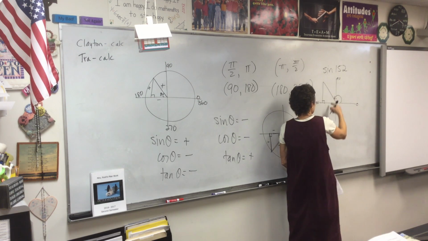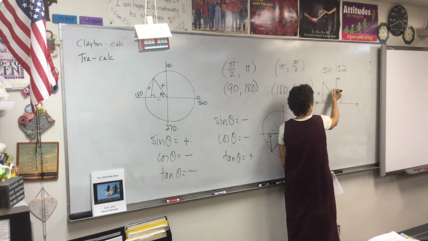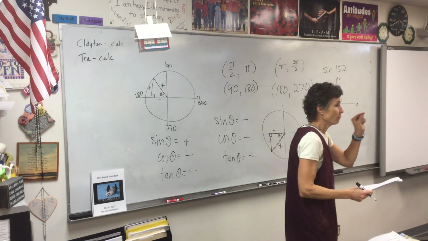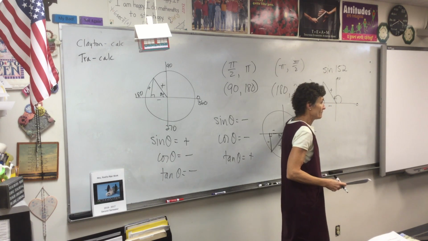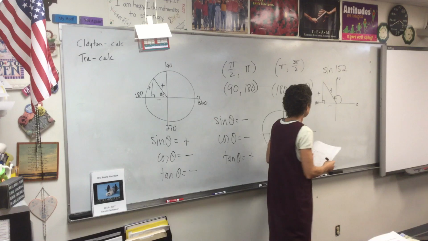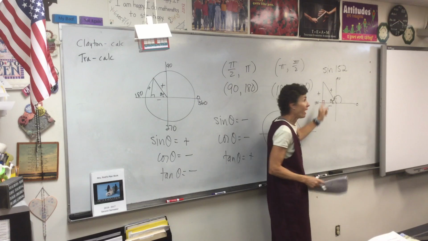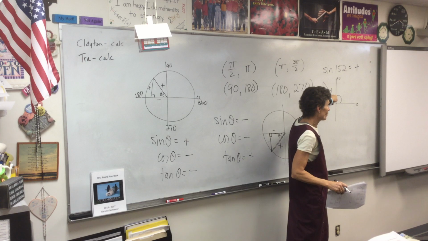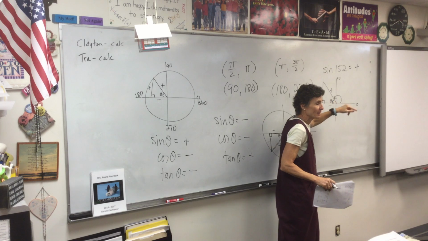Tell me about these. Are they positive or negative? Where my finger is right now, positive or negative? Negative. Positive. Positive. Now, I just want to know, is the sine of 152 positive or negative? Here's the angle you look at, always the one at the origin. It would be positive because it's opposite over hypotenuse.